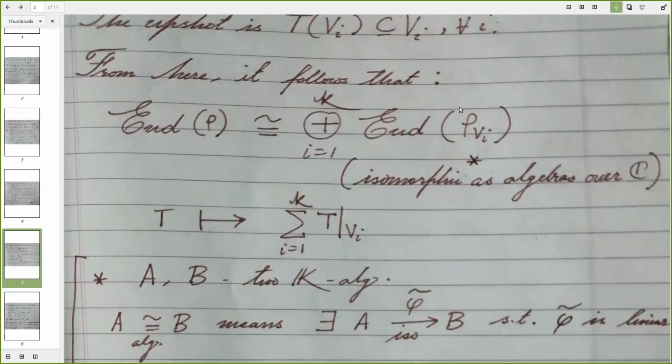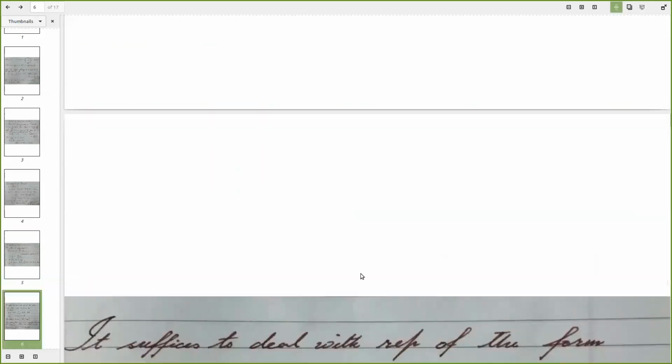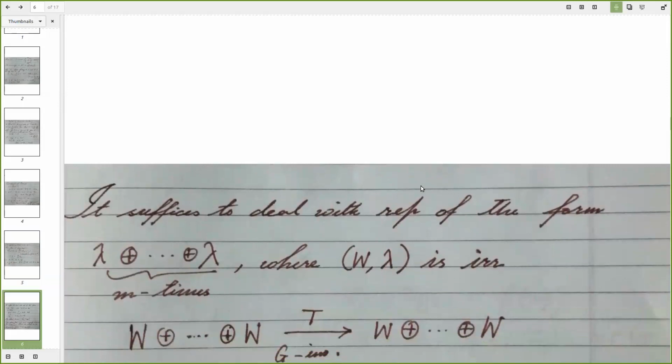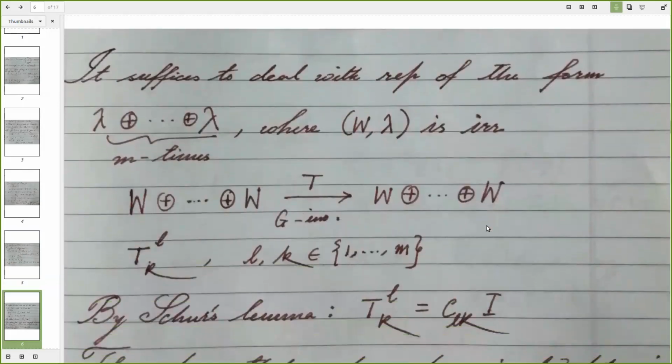So, in each of these summands, the representation which is appearing is actually a copy of a fixed irreducible representation. So keeping that in mind, we will now try to study the ring of endomorphisms of a representation of the following type, where W lambda is an irreducible representation. Okay.